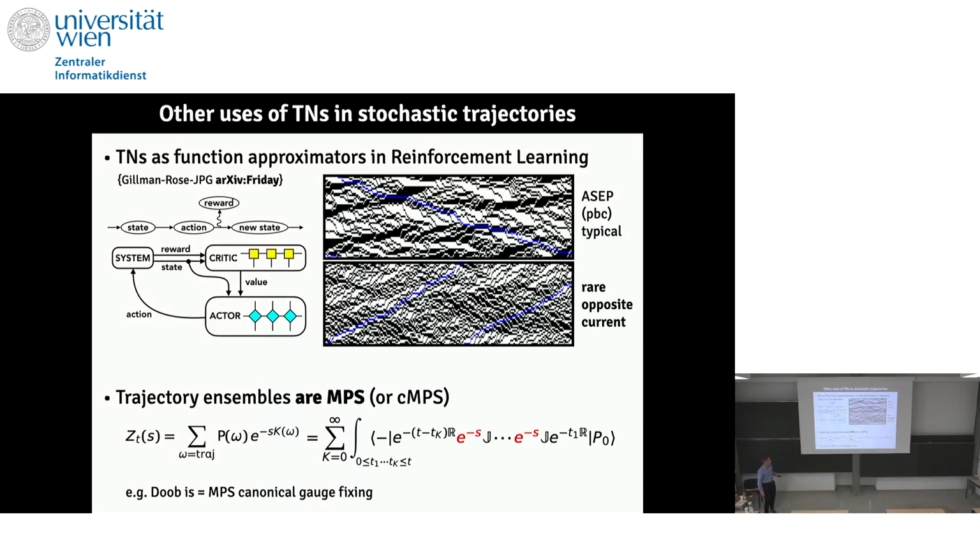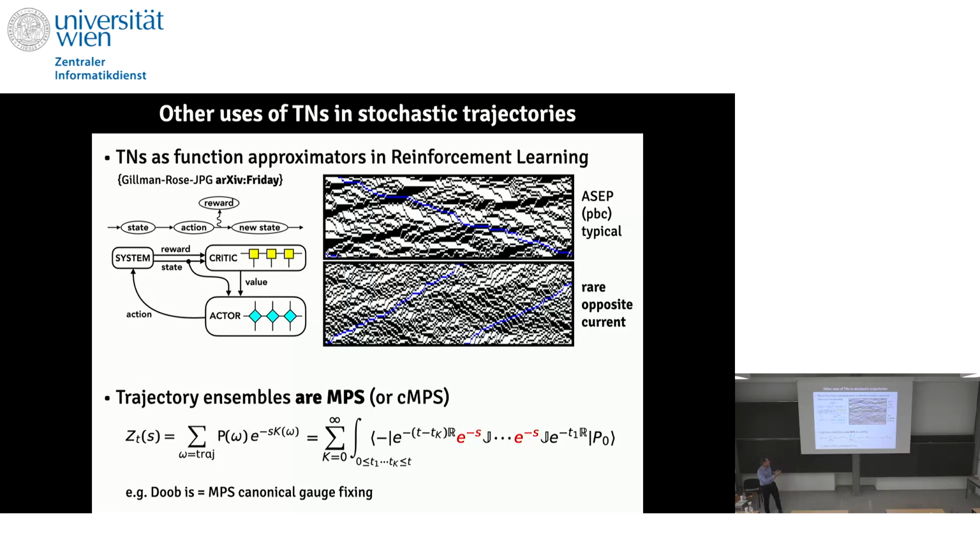I promised to say something about non-equilibrium. When you have a truly non-equilibrium problem like the ASEP, you don't have detailed balance. You cannot minimize it, yeah? But you can still use tensor networks in many ways. One of them is to do reinforcement learning. David mentioned this, optimal sampling. It's the name of optimal control in machine learning.